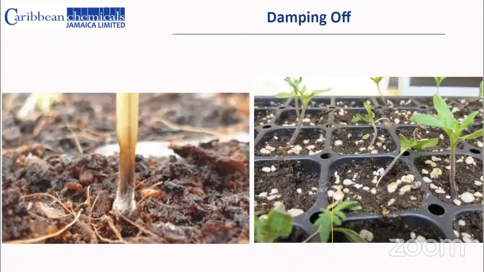So you don't want to wait till you see all of this before you start to apply any of the fungicides that I have just mentioned. So on the first sign of wilting, you'll start to do that to prevent it from reaching this advanced stage. Slide.